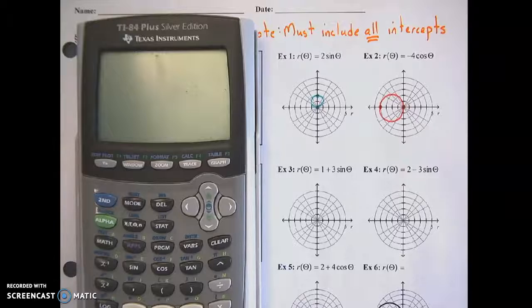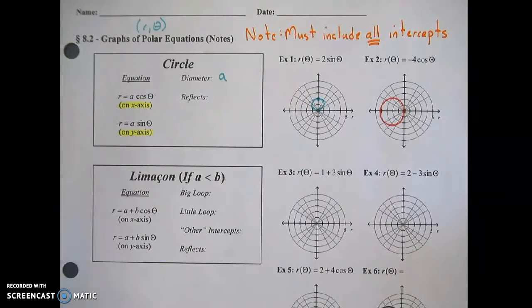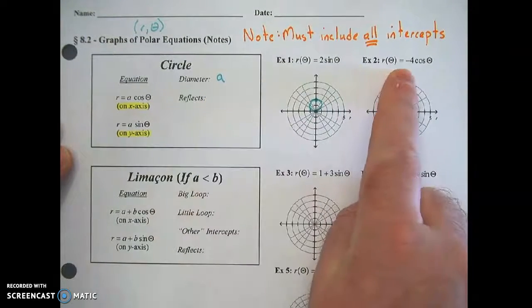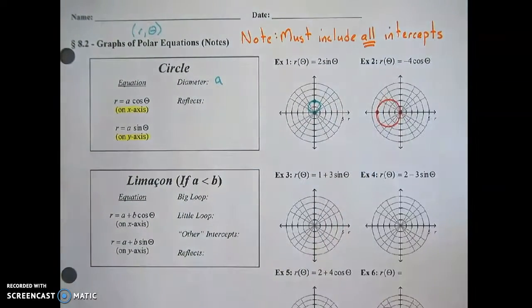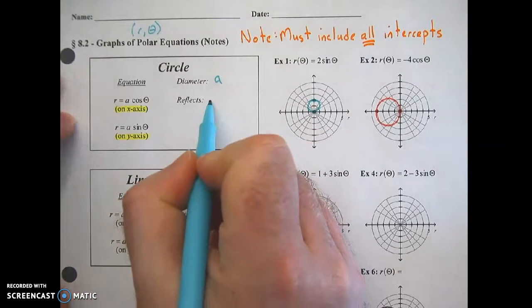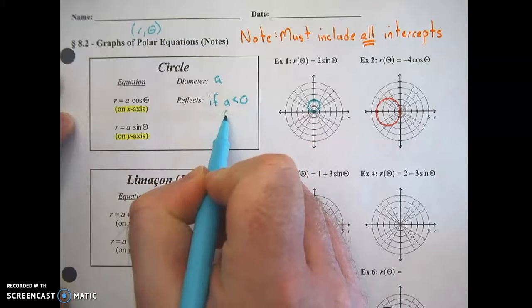So I noticed that I didn't finish this box here, so we need to go back to our last example. We figured out that this was our diameter, and then we get a reflection of that circle when the radius is less than 0. So we reflect if A is less than 0. In other words, if it's negative.